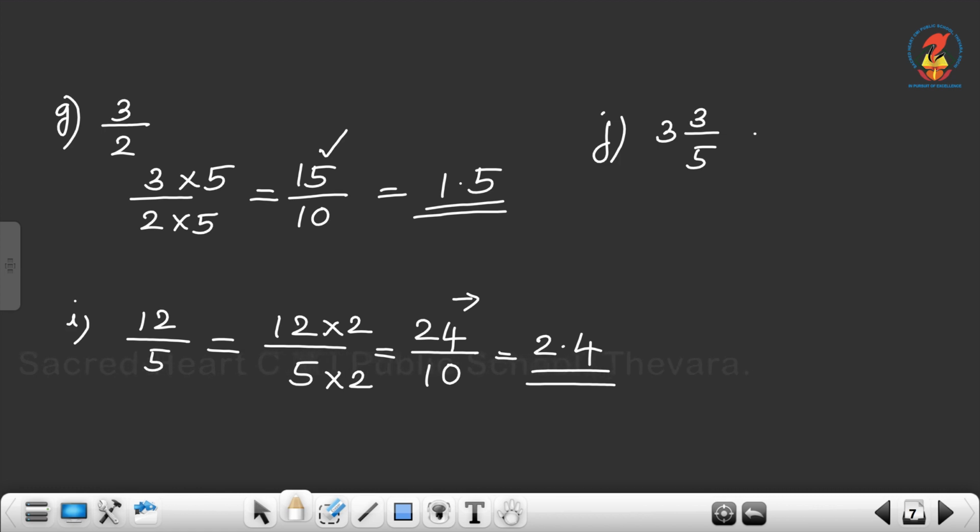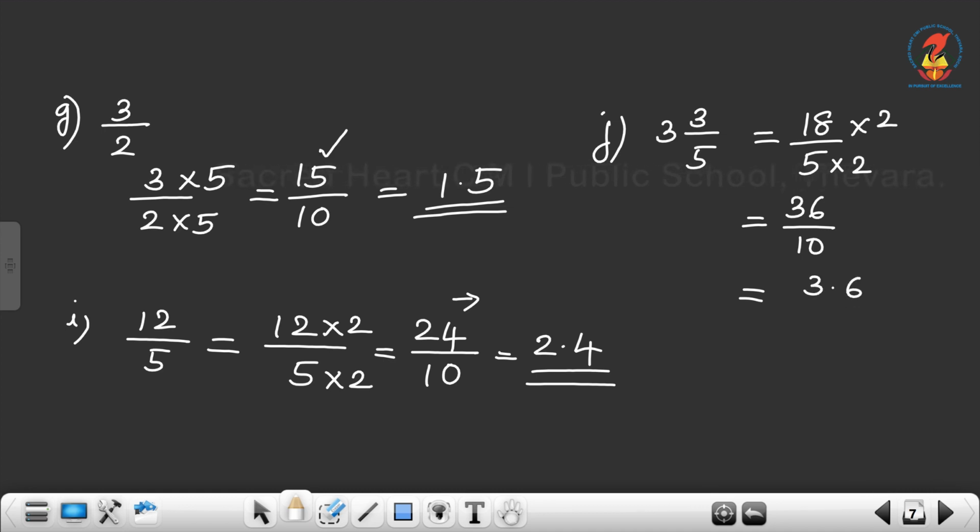Next, 3 and 3 by 5. So it is a mixed number. So first of all, convert it into an improper fraction. 5 3s are 15. 15 plus 3, 18. 18 by 5. Now convert it into an equivalent decimal fraction. Multiply both numerator and denominator by 2. So 18 into 2, 36. 36 by 10. Then count the number of zeros in the denominator, only 1 zero. So you have to move only one digit starting from the unit digit, to the right. So the corresponding decimal number is 3.6.